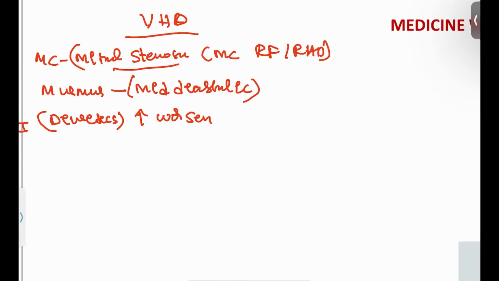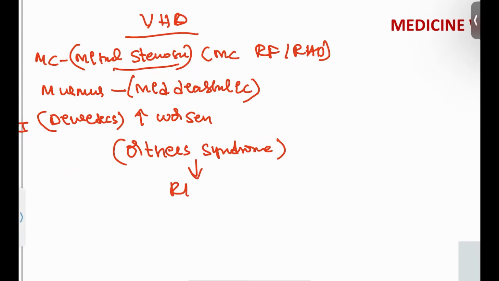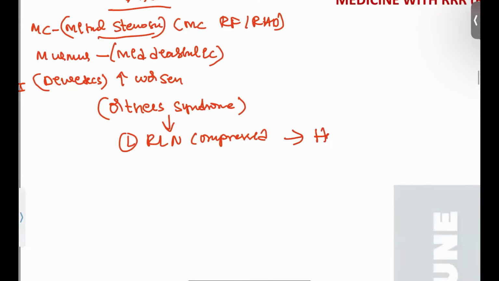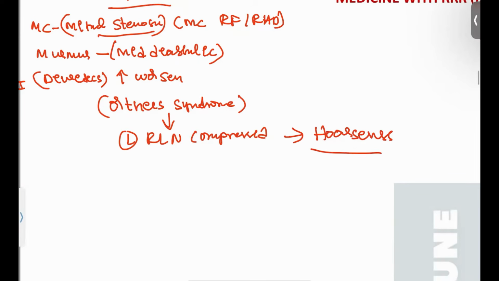The mitral is the valve involved on the left side of the heart. Also, this can cause Ortner syndrome. What is Ortner syndrome? This leads to hypertrophy of the heart, which leads to compression of the recurrent laryngeal nerve. On the left side, the recurrent laryngeal nerve will be compressed, leading to hoarseness of the voice. You may get the question, what is Ortner syndrome associated with, which valvular heart disease? That is mitral stenosis.